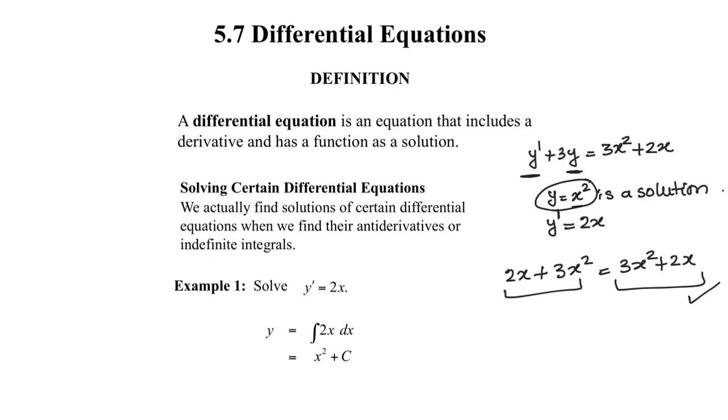And solving a differential equation, we actually find the solution of a certain differential equation when we find their antiderivatives or indefinite integrals. So let's look at an example. We need to solve y prime equals 2x. So take the integral on both sides. The antiderivative of y prime is just y. And the integral of 2x is x squared divided by 2, right? And the 2 will cancel. So you will end up with x squared plus c. This is a general solution of this differential equation. If a condition is given, we can find a particular solution by finding a particular value for this constant c.